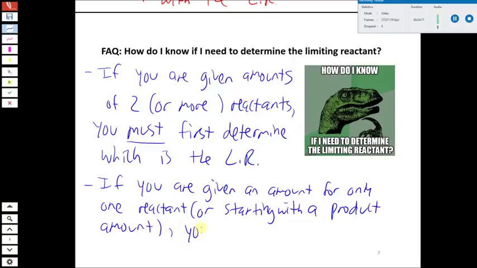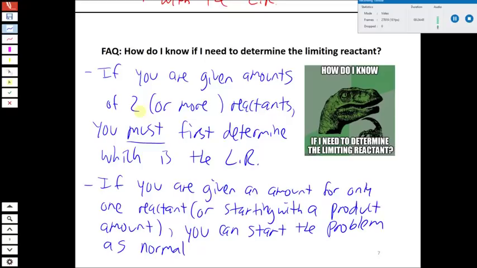But if that's not the situation, if we only give you the amount for one reactant, or we're starting with a product amount at the beginning of our calculation, we can just start the calculation like we normally would. Don't have to do the extra step of determining a limiting reactant. All right? So I do often find that one of the more difficult things for students to grasp in this section is, when do I have to even go through the steps to find the limiting reactant? And it's really any time you're given amounts of two or more of the reactants in the problem.